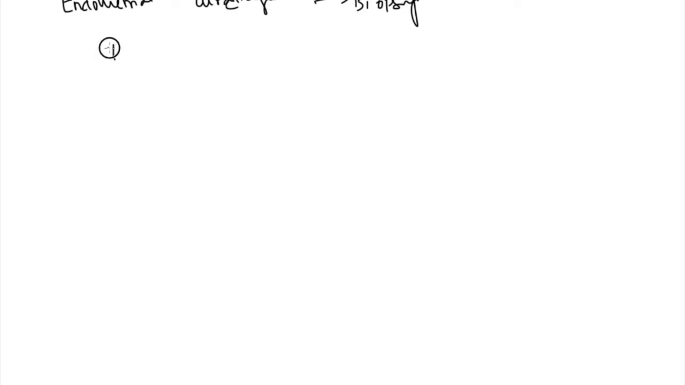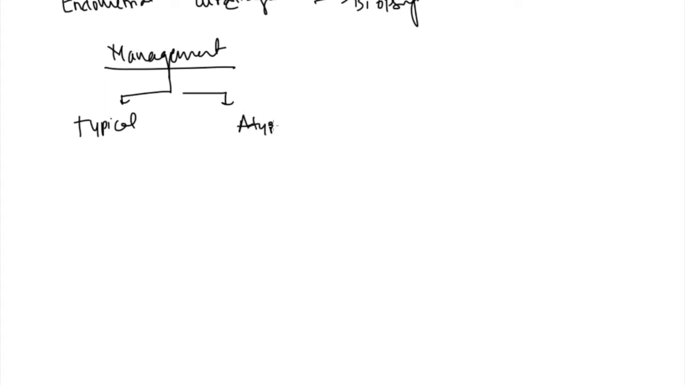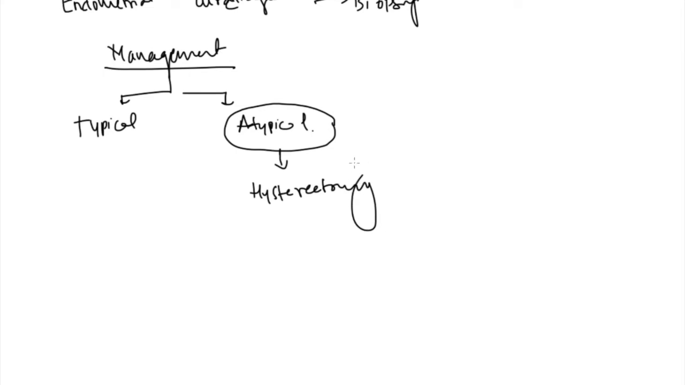Now, the management of this will depend majorly on the type of cells. If there is presence of typical cells, it is different. If there is presence of atypical cells, it is different. If there are atypical cells, the risk is higher, isn't it? The risk of progression to carcinoma is around 8% in simple typical, and it is 30% in complex atypical. So here you have to directly go ahead and do a hysterectomy, because if you leave it like that, it will become carcinoma. It's better you take it off.